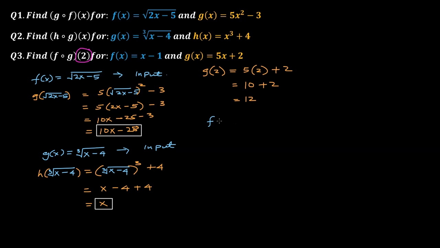We have f of g of 2. Now we know it's 12, so we don't have to rewrite it. Equals, now you apply it to the equation here. So we have x, which is 12 minus 1, and the answer is 11.